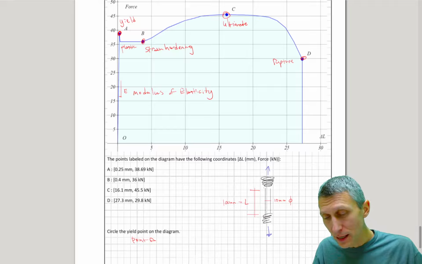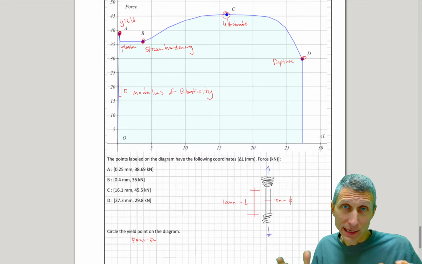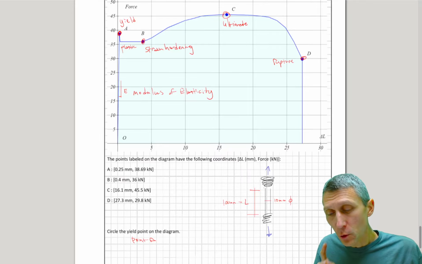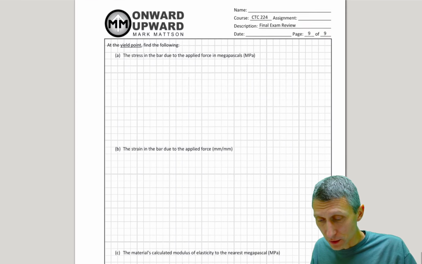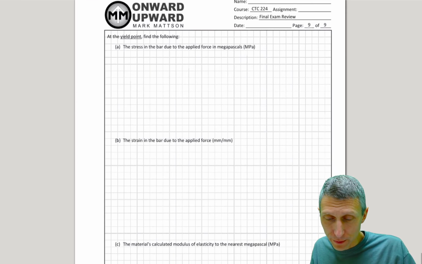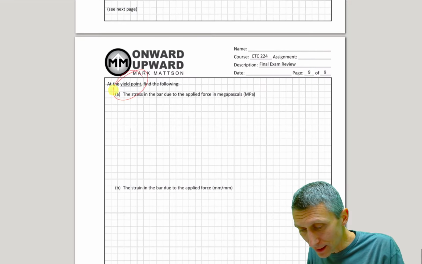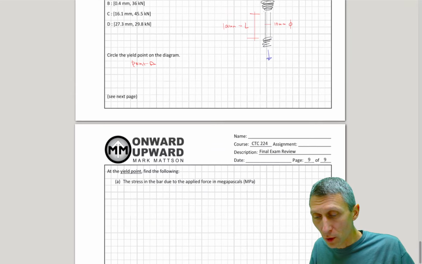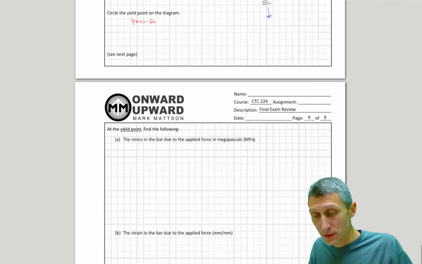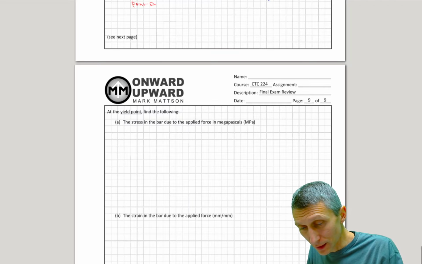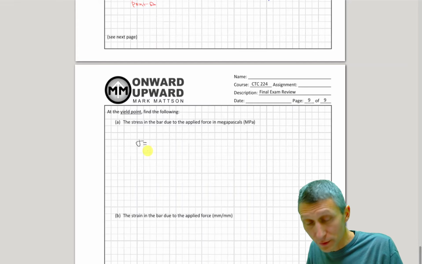Hopefully this makes a little bit of sense, and you have some grasp of this. But on the next page, I just wanted to run through some real basic questions that get to the heart of stress, strain and elongation, or modulus of elasticity really. The stress in the bar due to the applied force, in megapascals, at the yield point. So right at the yield point, what do we know? Well, we know that we have 0.25 elongation and 38.69 kilonewtons. If I want the stress, this is going to be the axial stress. Do you remember the formula for stress? Stress equals force over area.